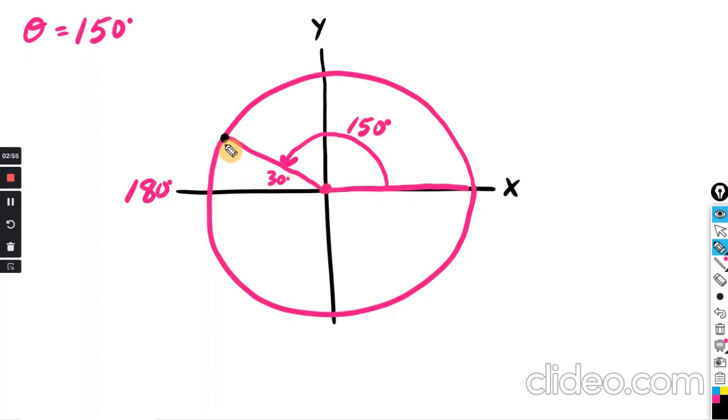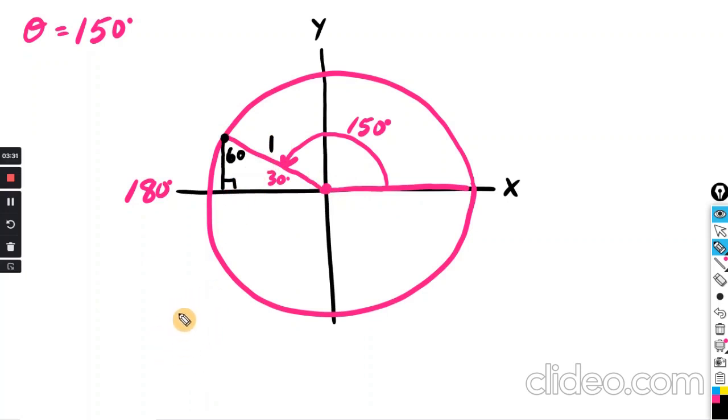You just go down to the axis from the end of the radius. Draw the line straight down to the axis and make a right angle. You want to get that angle inside the triangle. If this is 90 and this is 30, this one here has to be 60, because we know the angles inside the triangle add to 180. On the unit circle, we know the radius is always 1, and that radius is always going to be the hypotenuse, across from the right angle.